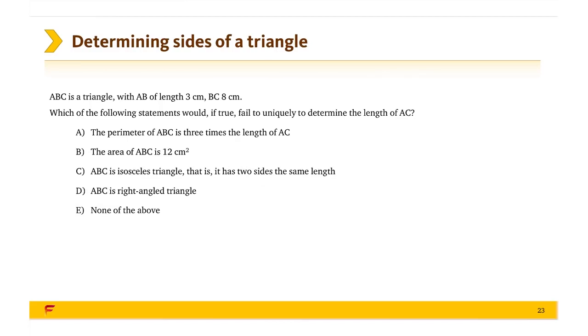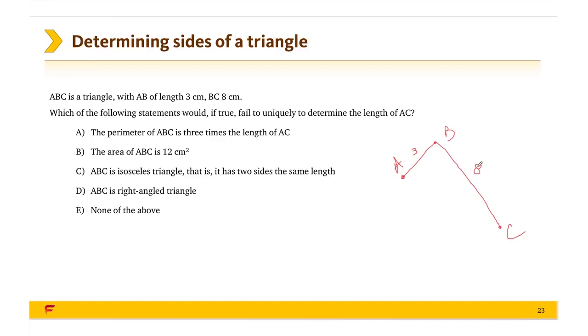ABC is a triangle with AB of length 3 and BC 8 centimeters, and we need to uniquely determine the length of AC and see if any of the options fails to do that. When I start solving a geometry question, first thing I do is I start drawing, because my imagination is not that great, so that I could do everything in my head. I need to draw to help myself problem solve. So A, B, C.